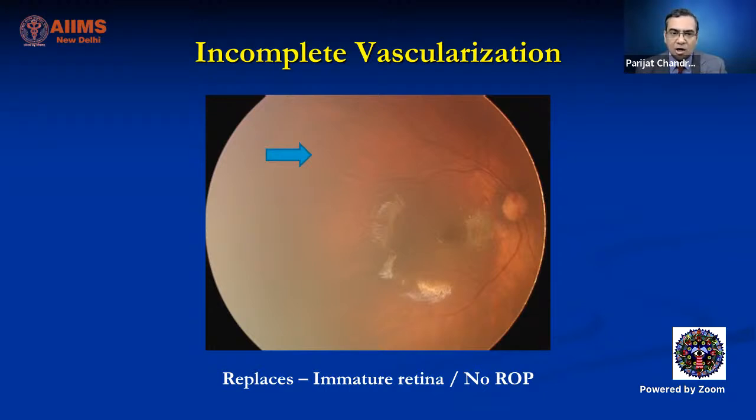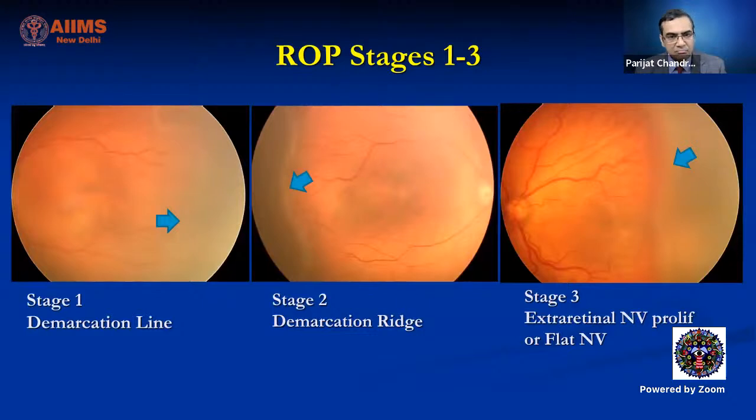You'll be surprised to know how many people confuse incomplete vascularization with some stage of ROP or AP-ROP. So that's not necessarily the same. Let's see some of the stages. Stage 1 is the demarcation line. You can see the blue arrow on the left photo indicates a junction of the vascular and avascular retina. A fine faint line is seen. This is stage 1.